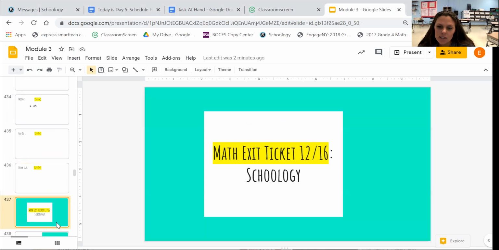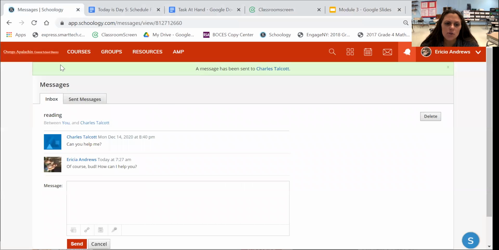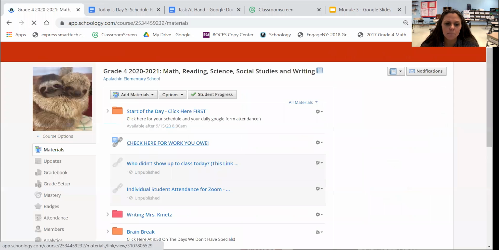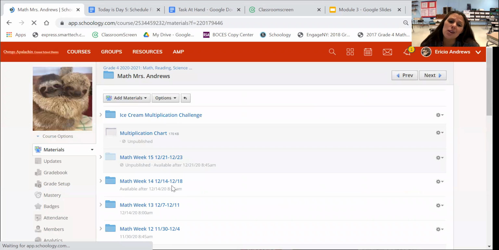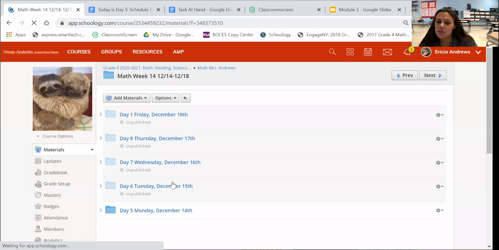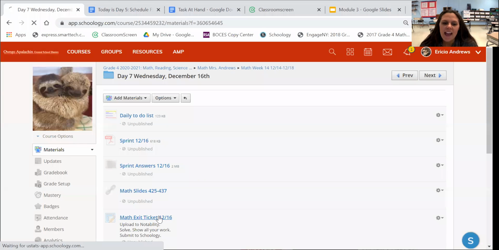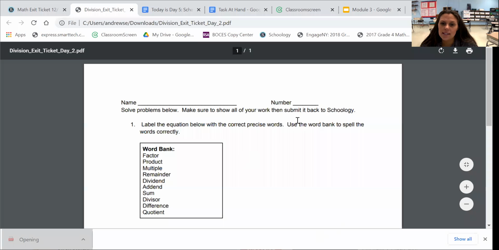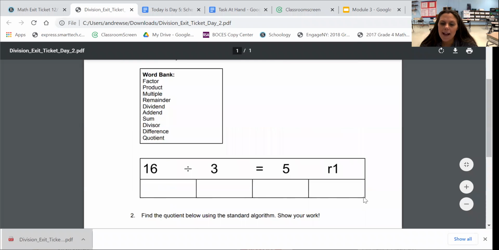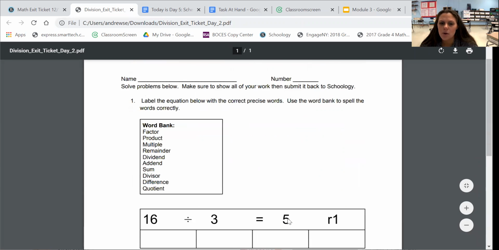The exit ticket for today is math exit ticket 1216, right there in Schoology. So when you go to Schoology, you should be able to see it, hopefully. And make sure that you're showing all of your work. So today we learned the standard algorithm again. So guess what strategy I want to see? The standard algorithm, okay? And then just remember to submit it back here. There is the precise language where you match it up, and then there's dividing, and then there's your superstar question. So 3 questions for today.